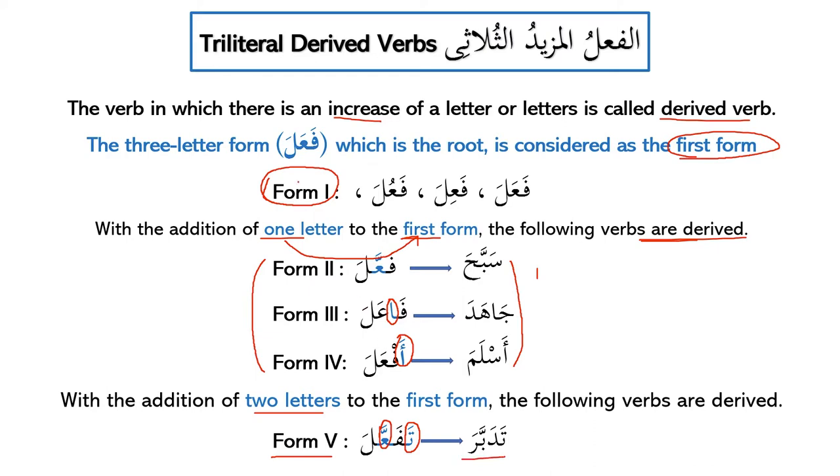Form 1, then we have addition of one letter, and it becomes form 2, 3, and 4. And when we have addition of 2 letters, we have form 5 and also form 6. These 2 forms will have only 2 extra letters. And when we move on to form number 8, 9, and 10, there will be an addition of 3 extra letters. So now it's getting bigger, and it's getting, mashallah, like you are getting advanced. So we started with form number 1, then we moved on to 2, 3, 4, and now we are moving on to form number 5.